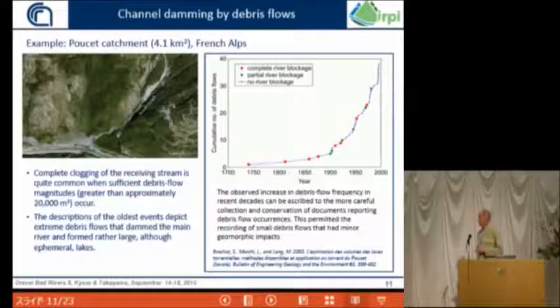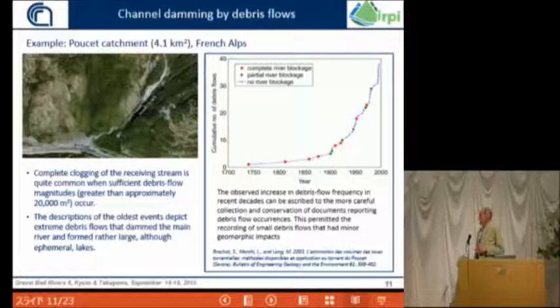In another case, this time in the French Alps, a careful collection of data on debris flows also permitted evaluating the frequency of complete and/or partial river blockage. For complete clogging, it was also possible to evaluate that the volume must exceed approximately 20,000 cubic meters. More or less, the frequency of large or moderate debris flows remained almost constant in time, even if more careful collection of data in the most recent years and decades resulted in the collection of a number of debris flows that remained unperceived in previous times.